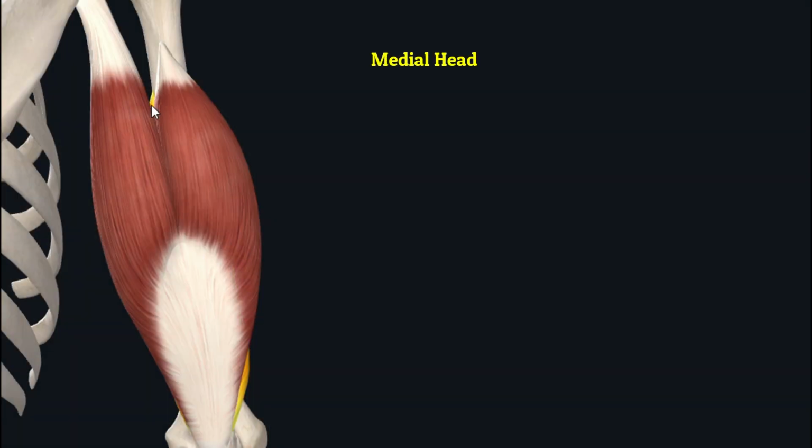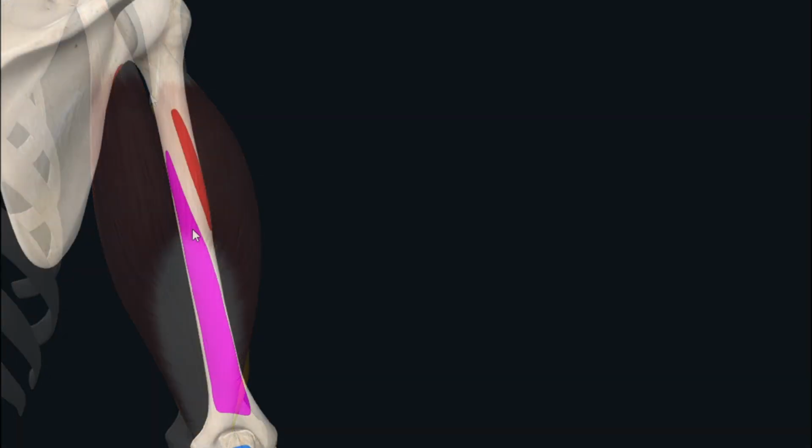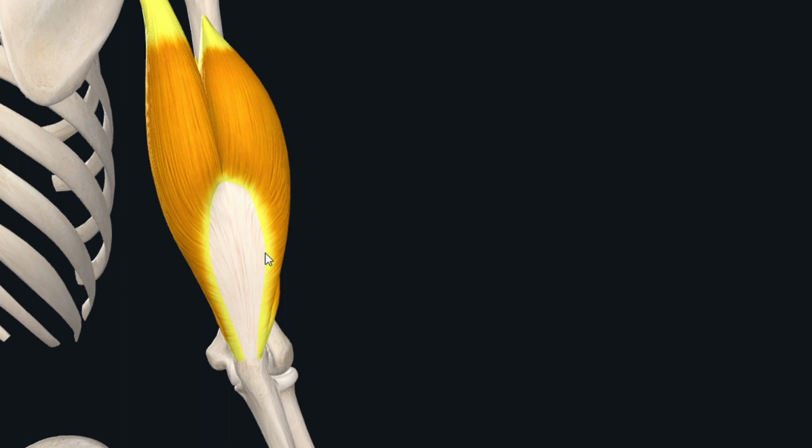The medial head, as you can see, lies deep to the other two heads of the triceps, and it originates from the posterior surface of the humerus inferior to the radial groove. This is the area on the humerus inferior to the radial groove where the medial head of the triceps originates. The heads of the triceps then converge to form a single muscle tendon which inserts onto the proximal end of the olecranon of the ulna.